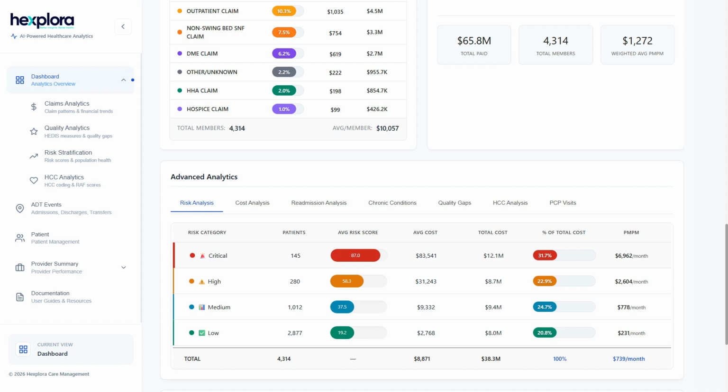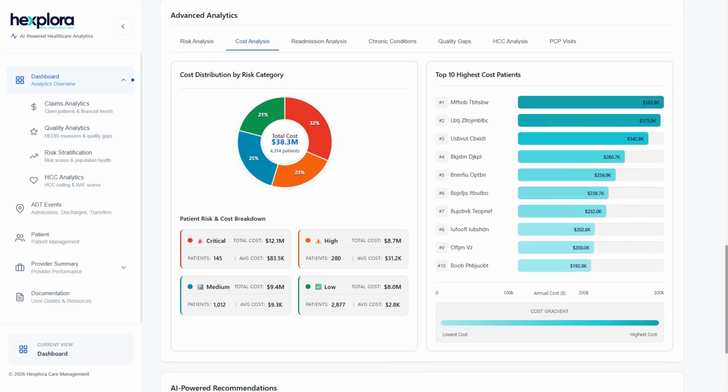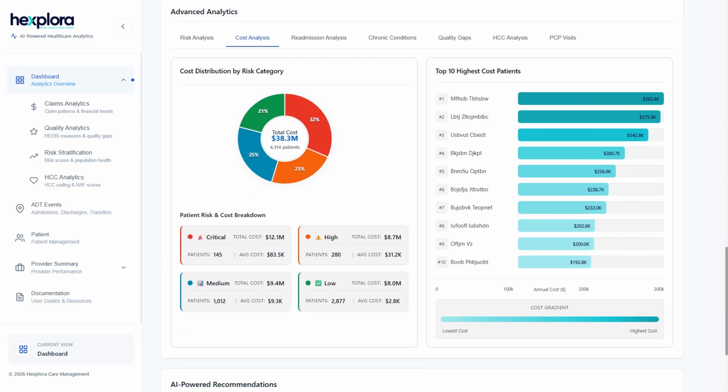As we scroll down to advanced analytics, this section provides a detailed breakdown of each risk category. For every category, we display the total number of patients, the associated total cost, and the corresponding PMPM cost, giving a clear view of both population size and financial impact. In the cost analysis section, we present the cost distribution across risk categories, along with the top 10 highest cost members and their corresponding costs.